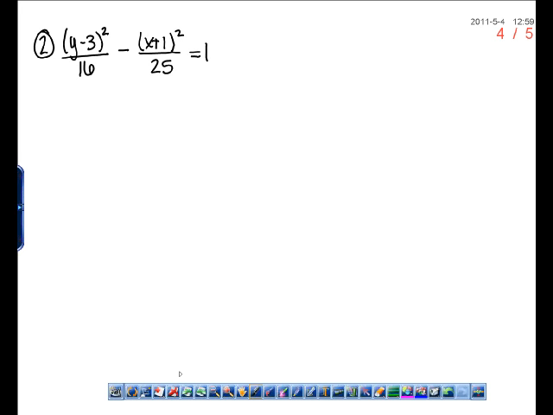Y minus 3 squared over 16 minus x plus 1 squared over 25 is equal to 1. Okay. First thing I want to decide. Is this a horizontal ellipse or a vertical ellipse? This is a vertical ellipse. How do we know? The y comes first. The y is our positive term.